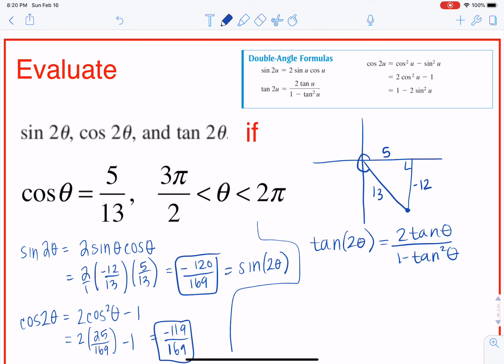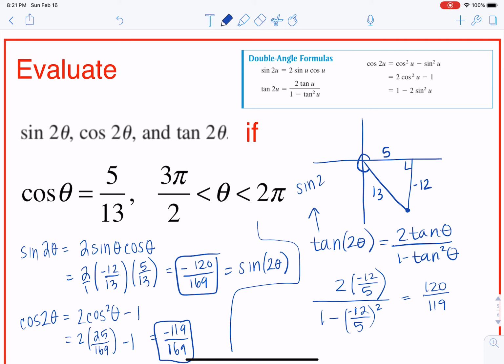I can say 2 times, let's see, -12/5. So opposite over adjacent, so 2 times -12/5 all over 1 minus -12/5 all squared. And that is going to leave me with, let's see, 120 all over 119.